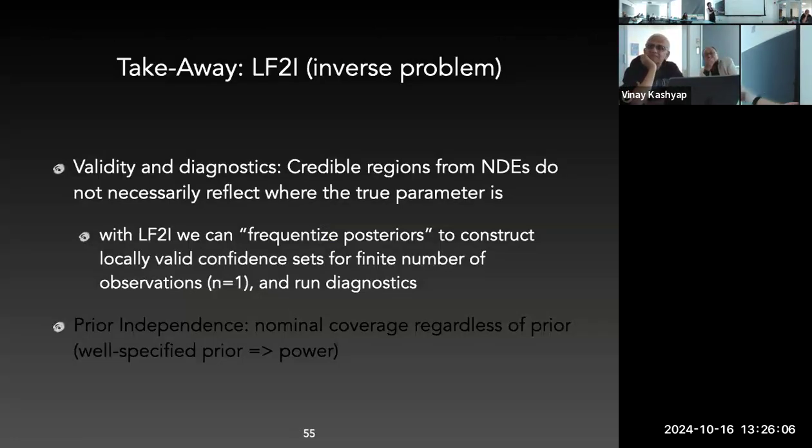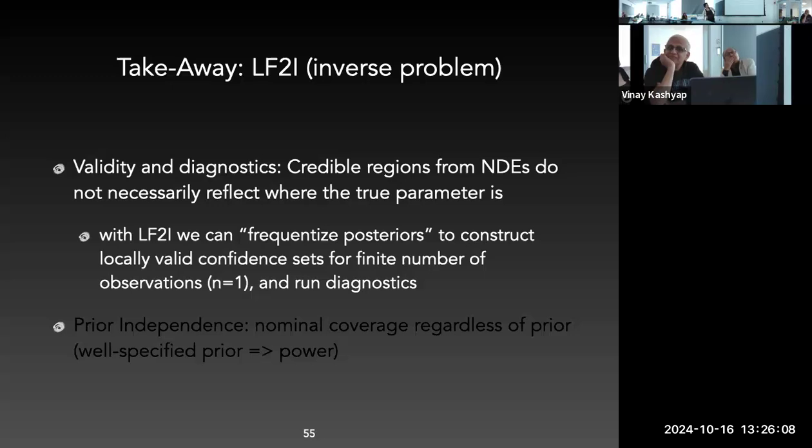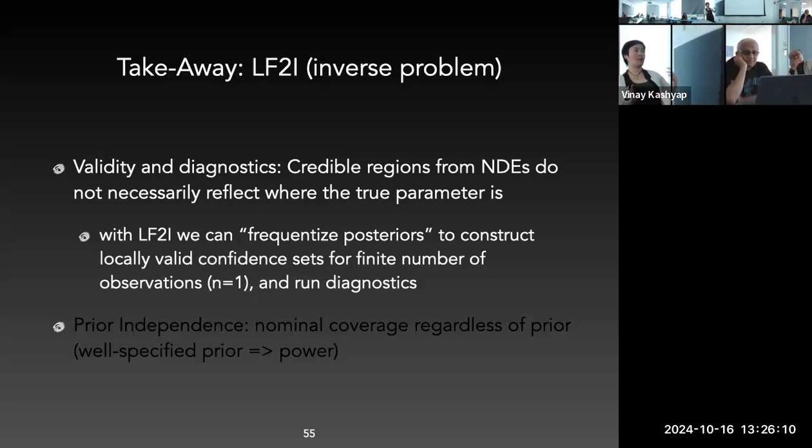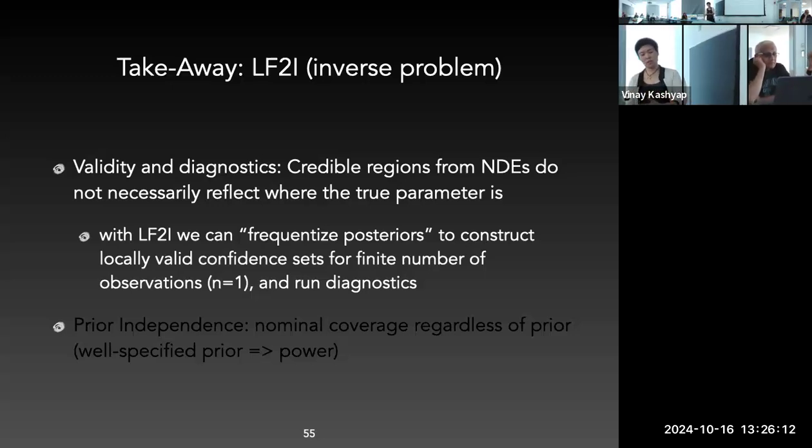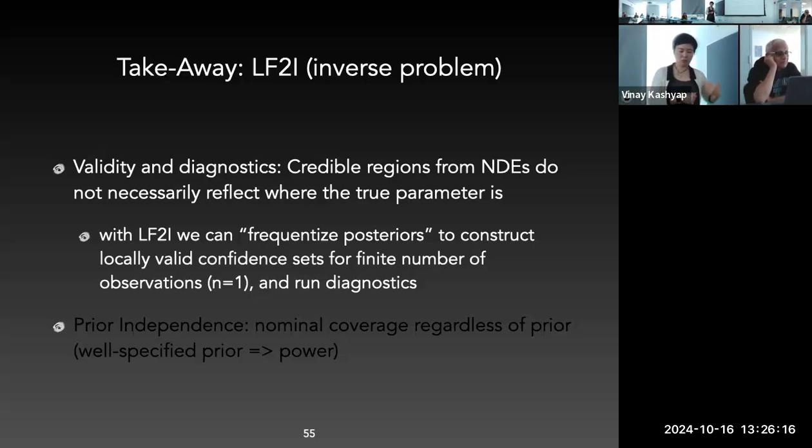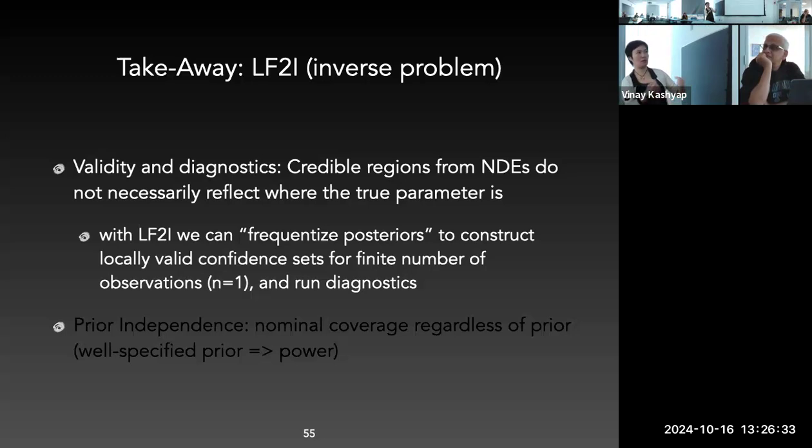I think I made a half hour of validity, LF2I for inverse problems. It's important. A prediction problem, how do tools? But it's the inverse problem that's hard. So the data and process, I think, is the truth. It's the truth plus measurement error. So validity diagnostics, so credible regions from, it doesn't matter what tools you use for neural data systems, does not necessarily reflect the true parameters because of priors being mismatched.